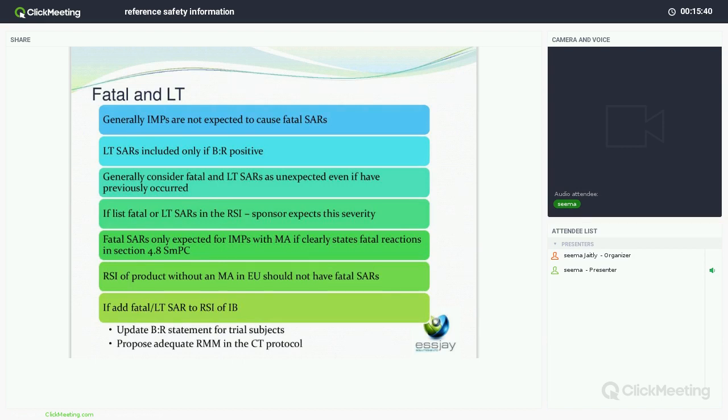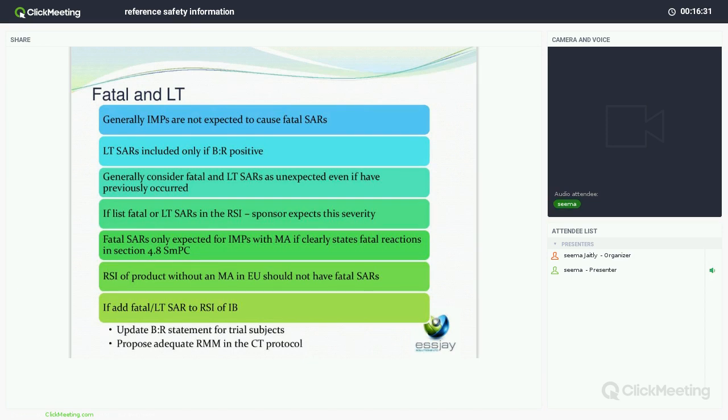Now, when you have an IMP with a marketing authorization in the EU, a fatal reaction would only be considered expected when you have that fatal reaction clearly stated within section 4.8 of the SPC. And if you have an IMP without a marketing authorization in the EU, then you really shouldn't have any fatal serious adverse reactions because they should all be considered unexpected. Now, if you have a fatal or life-threatening reaction, and this is added to the reference safety information, then there needs to be an update of the benefit-risk assessment or statement for trial subjects, and risk minimization measures will need to be detailed as well in the protocol for the study or the trial.